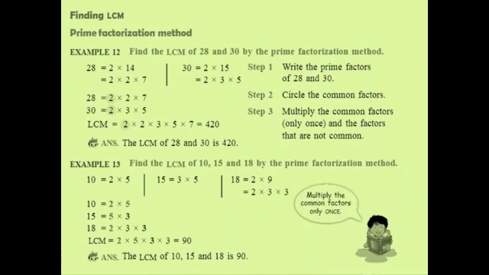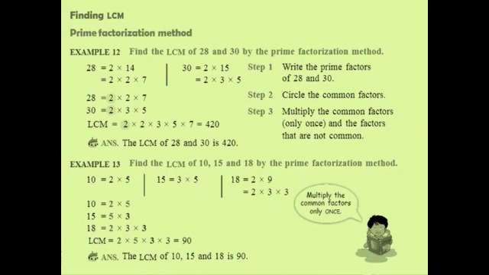Take down and write the prime factors and then circle the common factors. Here in 10 and 15 you have 5 as common. So circle that 5 first. Then in 10 and 18 you have 2 as common. So circle 2. Then in 15 and 18 you have 3 as common. So the common factors you have marked here are 2, 5 and 3.